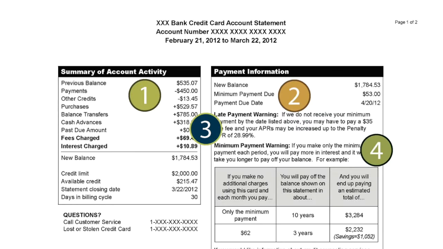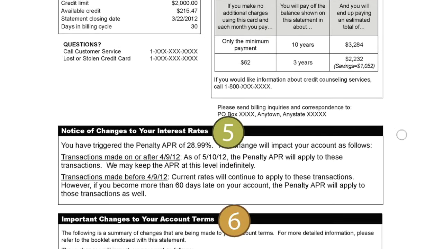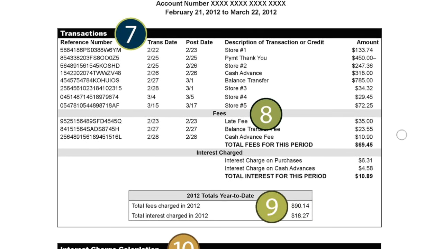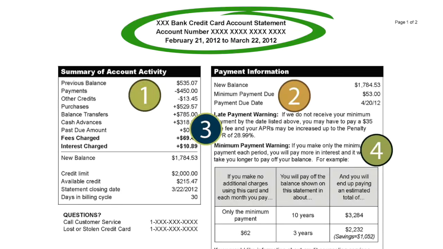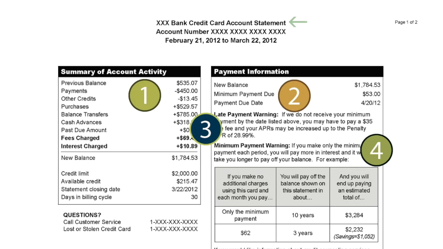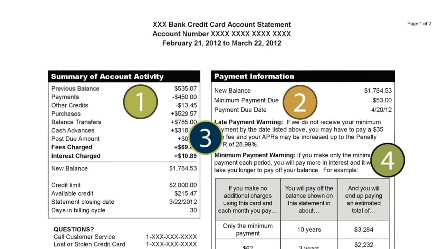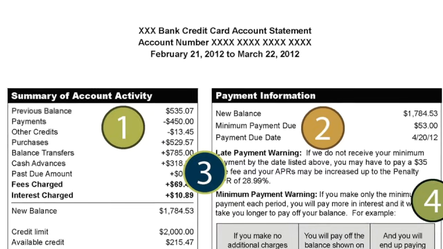Here is the sample credit card statement that I'm going to be using in this video, and I got it off of the Federal Reserve website. Shout out to them for providing this resource for free because it's really great. Look at the top of this statement. You can see that it has the lender's name, your account number, and some dates. Now, these dates are very important. This is going to tell you the start date for your payment cycle and the statement closing date.